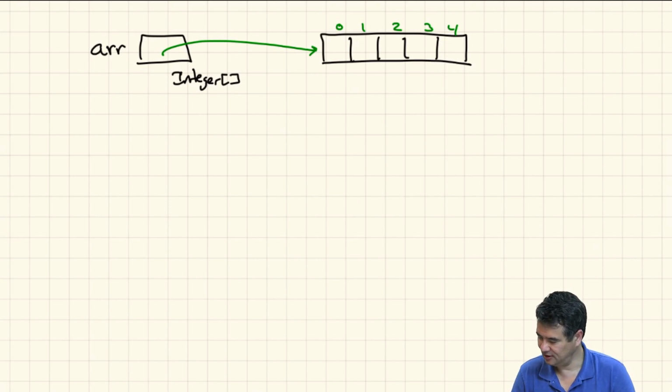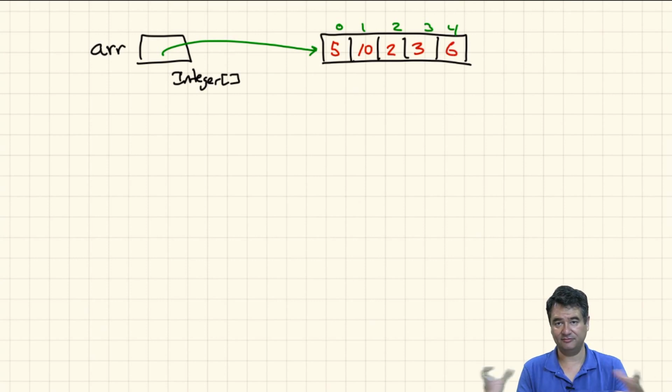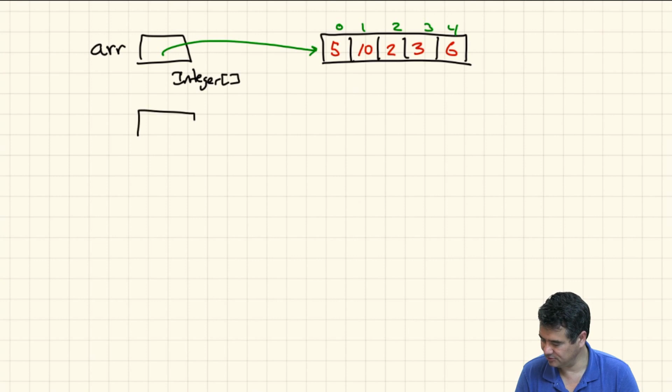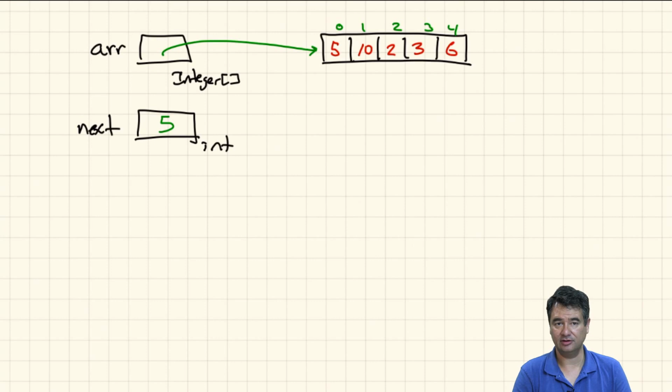Okay, and so we start putting numbers in. So let's say we put in 5, 10, 2, 3, and 6. So we've filled up the array. And we also need to have another variable called next that tells us where the next element is going to go. So the very next element is going to go into number 5.